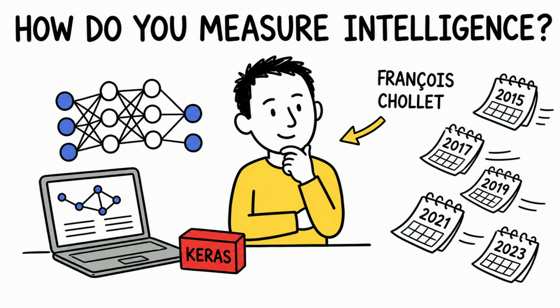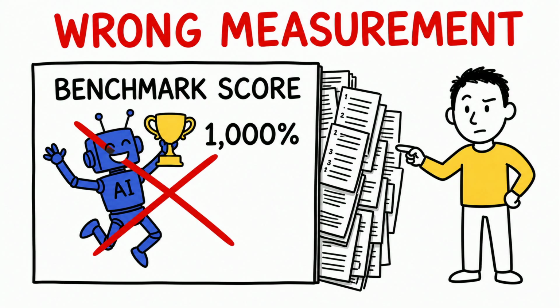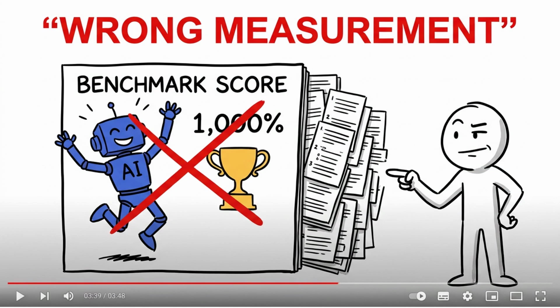There's a researcher named François Chollet, the creator of the Keras deep learning framework, who spent years arguing that the AI field was measuring intelligence completely wrong. He pointed out that a model scoring well on a benchmark often just meant it had seen something similar during training.